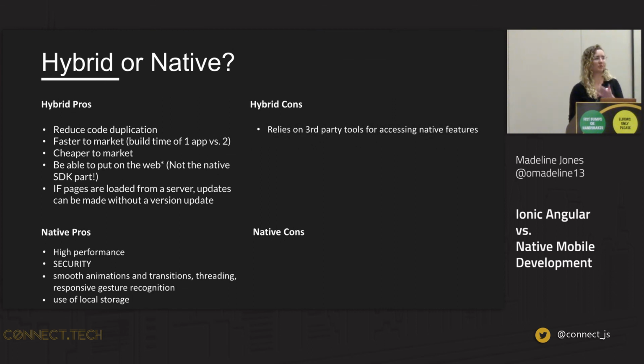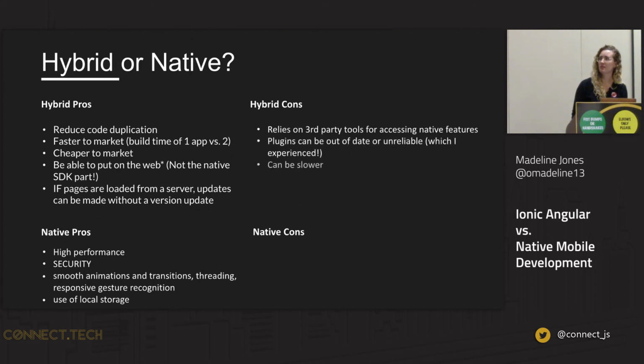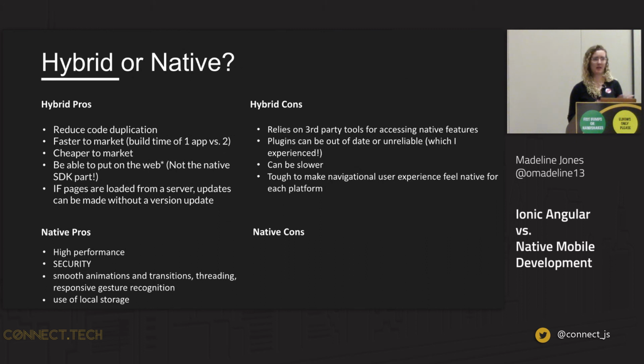Hybrid relies on third-party tools for accessing native features, like the camera and all of that, so you can have plugins that are out of date. It can be slower. This is a big one: it's tough to make the navigational user experience feel natural and feel native. For example, the Android phone has the built-in back button the iPhone doesn't have, and it can be difficult to use the same code base to address those things, whereas if they're separate, you can address those individually. You could have a need for native developers. Not necessarily, but it happens, and it happens to me, where you're trying to make things simpler and then you end up making it more complicated if you have any plugins that you need to work on.